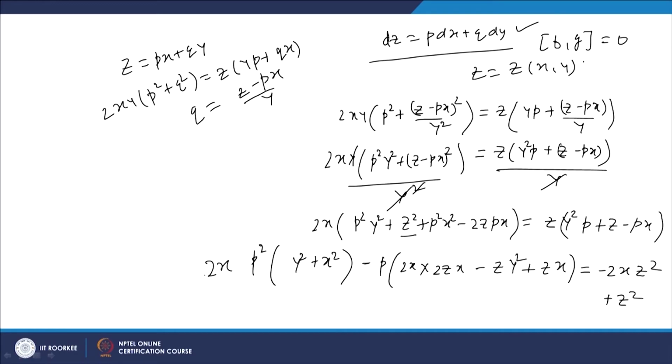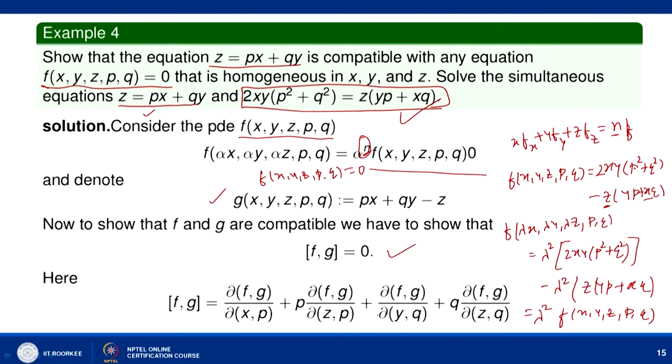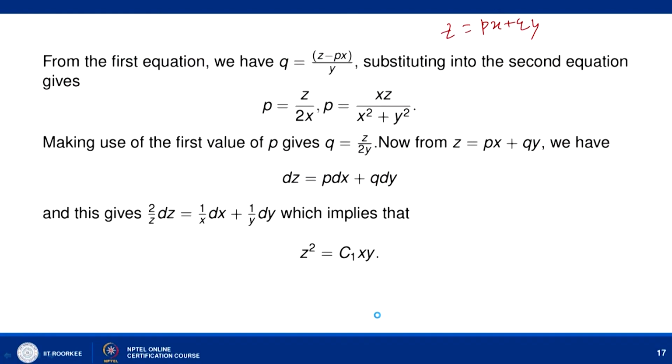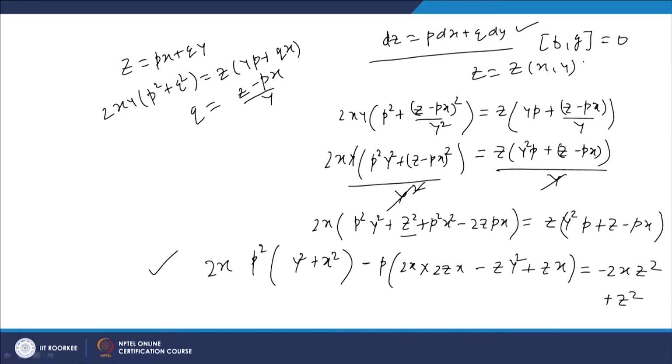So, here we get a quadratic equation in terms of p, and we can solve for p using the theory of quadratic equations. The values are p equal to z by 2 x and p equal to x z by (x square plus y square). I am leaving it to you. In fact, we have obtained a quadratic equation, and then we can solve for p, and you will have two values of p out of this.